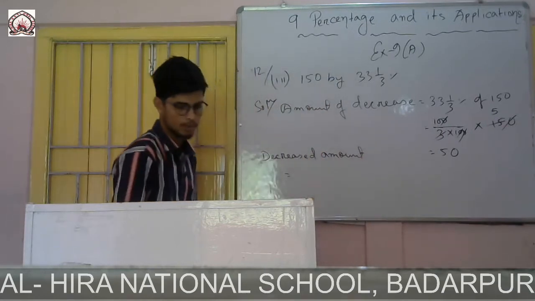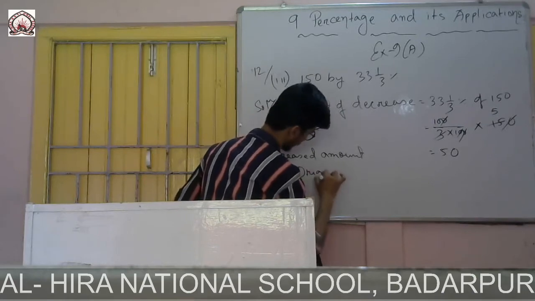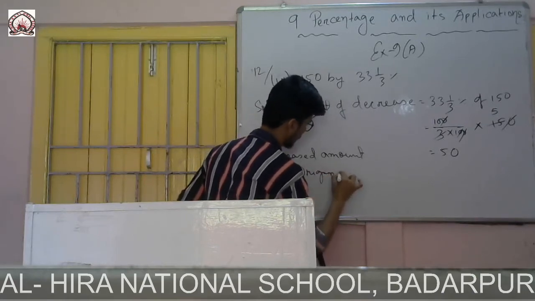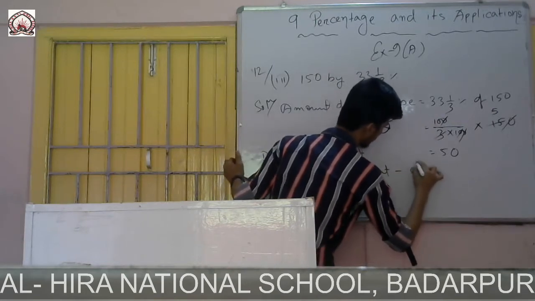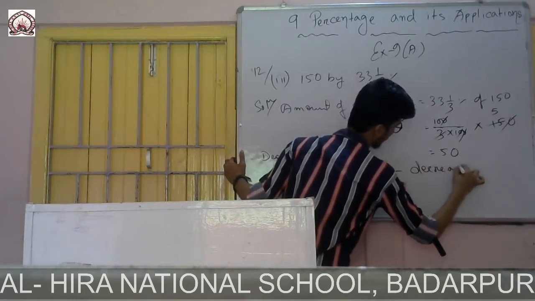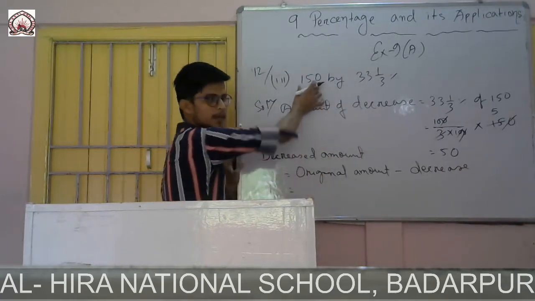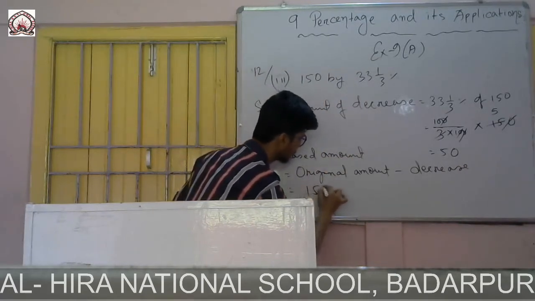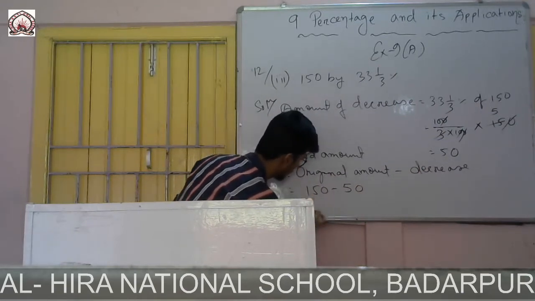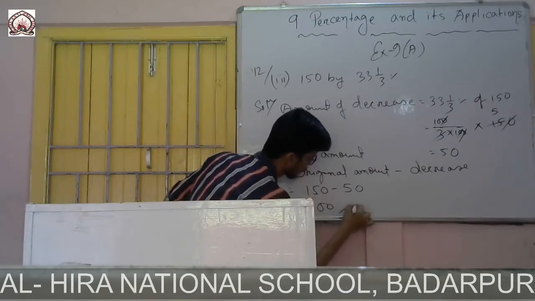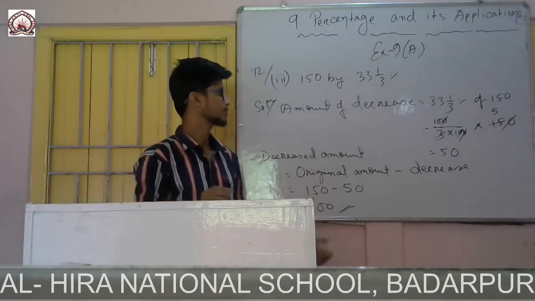So therefore you find the decreased amount, which is equal to original amount minus decrease. What was the original amount? It was 150. So I will write 150 minus, and what is the decrease? It is 50. 150 minus 50 is 100. So this is the amount.